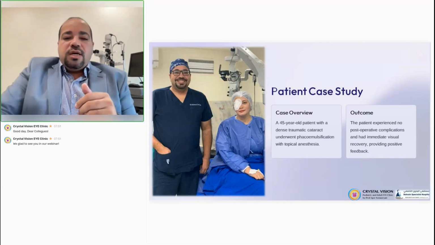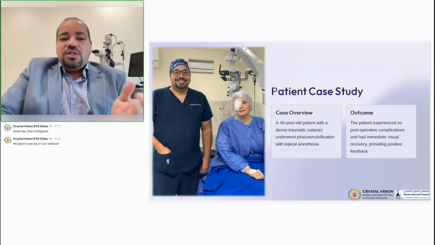So this is one of the patients we did cataract surgery on with topical anesthesia. She had trauma to her eye two or three weeks before the operation. Then she developed a traumatic cataract. She came to me and we agreed to do the cataract surgery with topical anesthesia. This is just after the operation. She was very happy once we removed this cortical cataract and put the IOL.